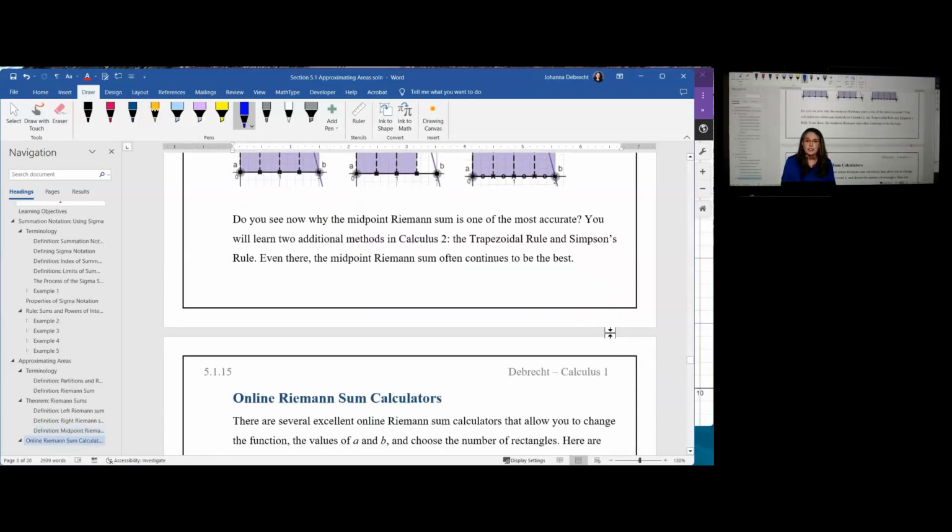Hopefully this explains to you why the midpoint is probably the best approximation, because it sort of averages out that error that's involved in computing the area. You'll learn two additional methods in Calculus 2, the trapezoidal rule and Simpson's rule. Even there, however, the midpoint Riemann sum is still often the best approximation.